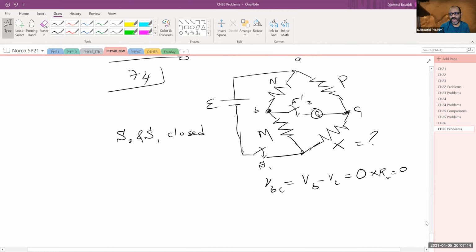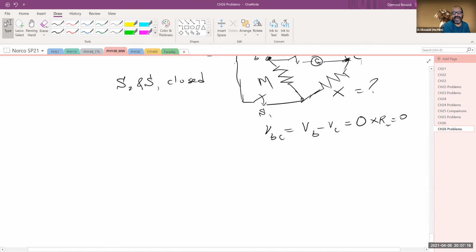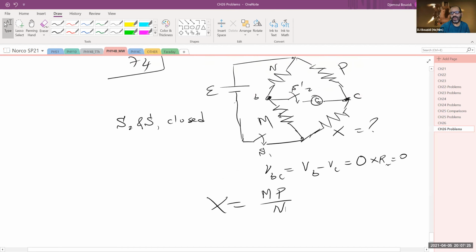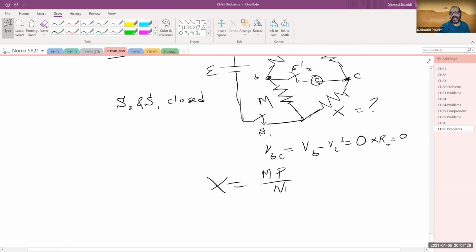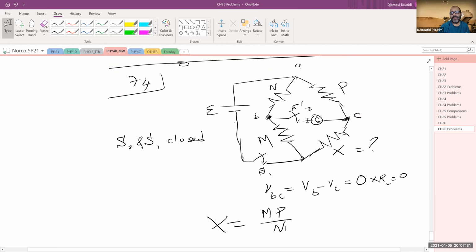So from here, you're asked to show that under this condition, X, the unknown resistor, is just the product of M times P divided by N. Okay? So that's what we're supposed to show. Well, since the voltage drop is zero, I'm going to say in here the voltage drop between these two points is zero, so they are at the same potential.